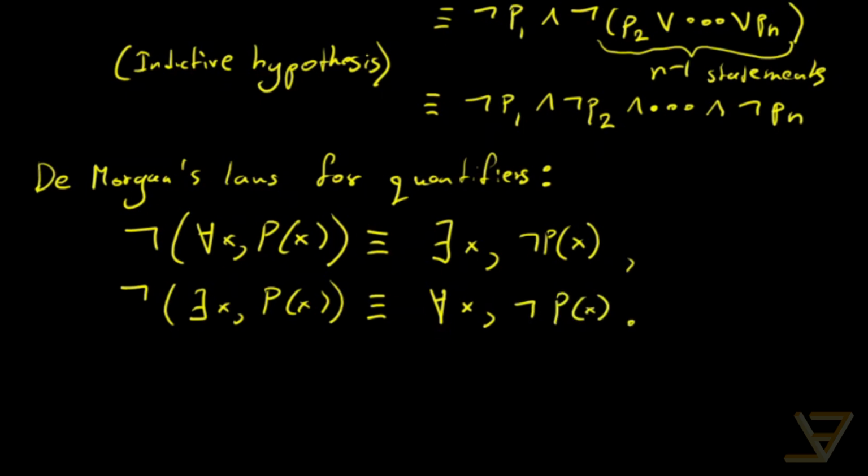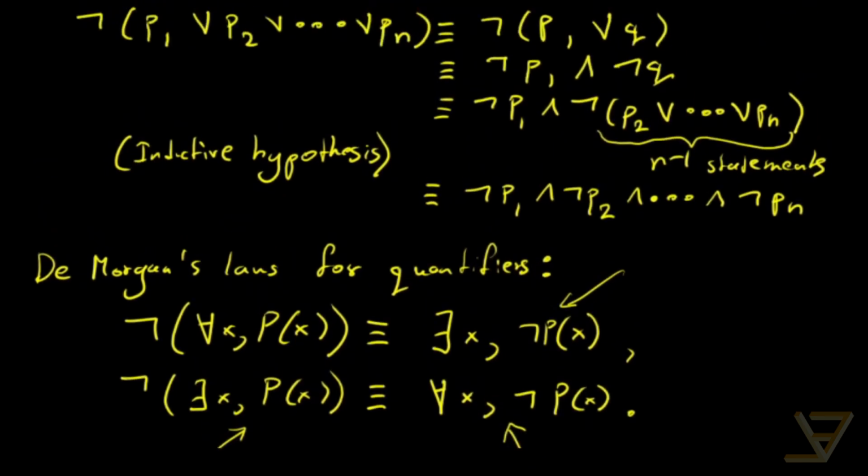Okay, just think about the meanings of these and they'll make sense to you, because if you're trying to say the opposite of something is always true, then you're saying that there exists a case where it's not true. And if you're trying to say that the opposite of there is a case where something is true, then what you're saying is that in every case it's not true.